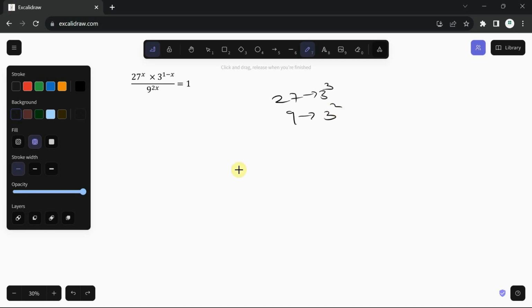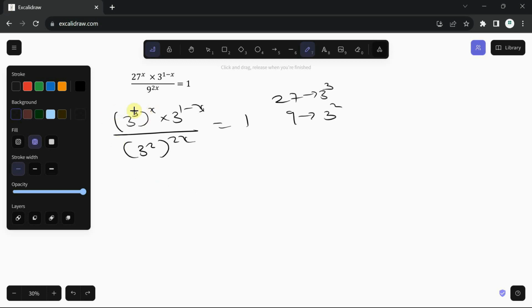Of 2. Great, so let's replace. So 27, I'll just say 3 raised to the power of 3 raised to the power of x times 3 raised to the power of 1 minus x all over 9, which is 3 squared, so 3 squared raised to the power of 2x is equal to 1.